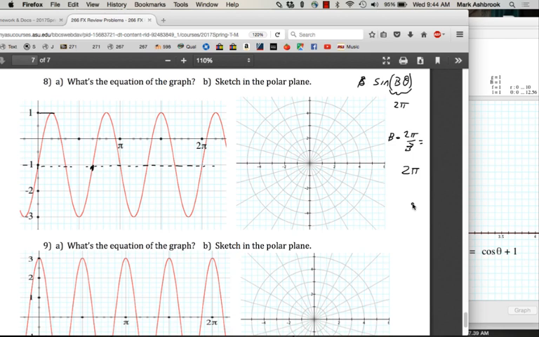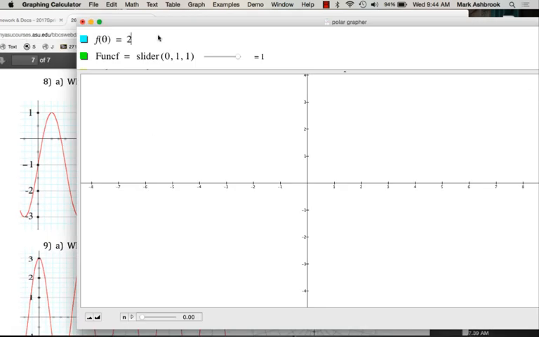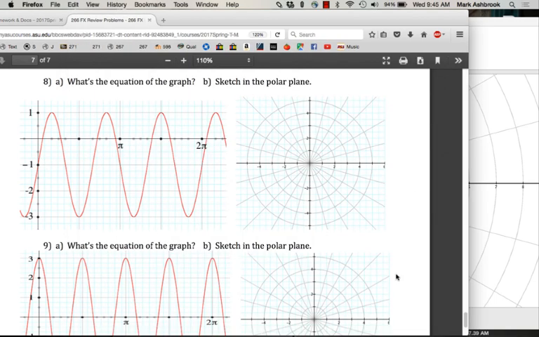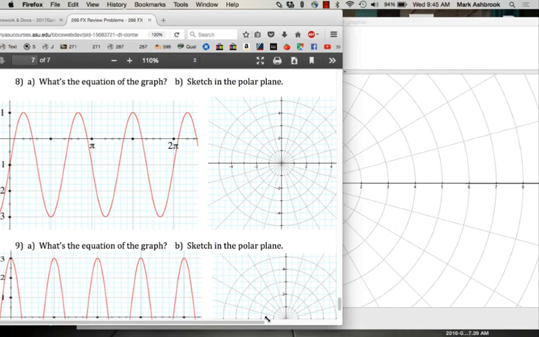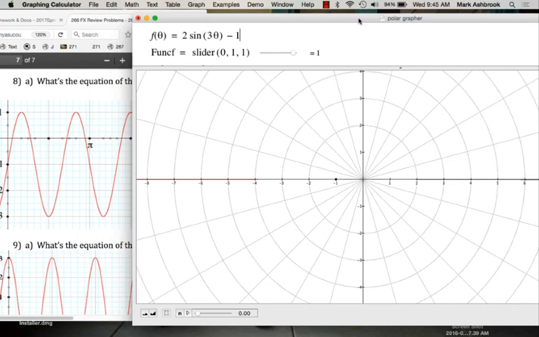Okay, so we got the equation. Just write it in here before I forget. It is 2 sine of 3 theta minus 1. Okay? And now we want to sketch it. All right, so we're going to follow the graph. I'm going to go a little bit quick, but you've worked on it, so that should be okay. And here we go.